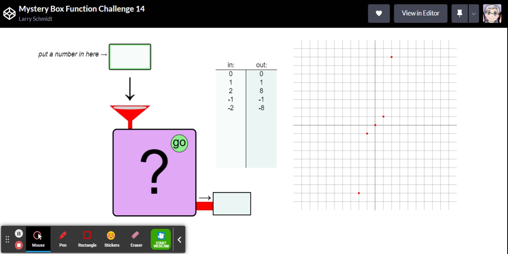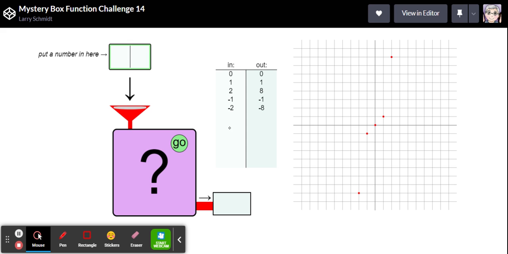I'm taking some clues from the numbers right now. So 0 becomes 0, 1 becomes 1, 2 becomes 8. I'm thinking this might be a cubic function. So 0 times 0 times 0, that would be 0 cubed, would be 0. And same, 1 cubed would be 1. 2 cubed, 2 times 2 times 2, that would be 8. And then, of course, when you cube a negative number, it comes out negative, because a negative times a negative times a negative again is a negative.